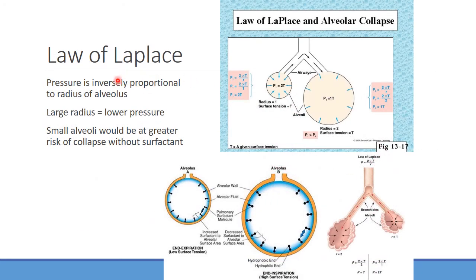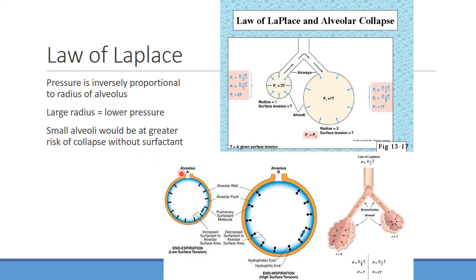You also have this law of Laplace. I don't know if that's the right pronunciation. I'm not French by any means. But basically, pressure is going to be inversely proportional to the radius of the alveoli. And so this is going to be really important: a large radius is going to mean lower pressure, and we want to keep high pressure in a lot of these cases. So small alveoli would be at a greater risk for collapse without that surfactant.